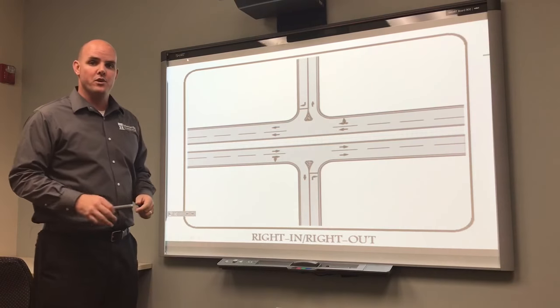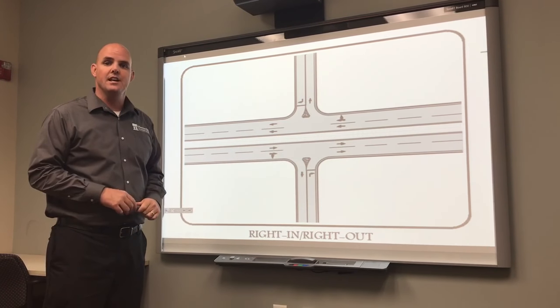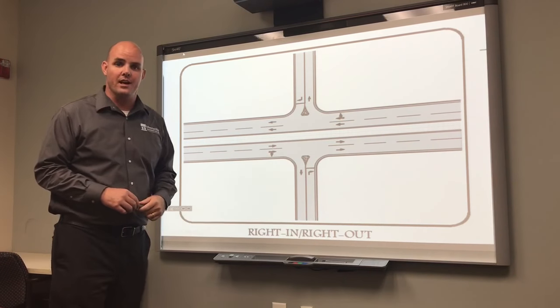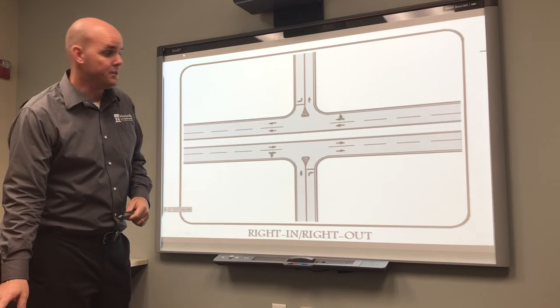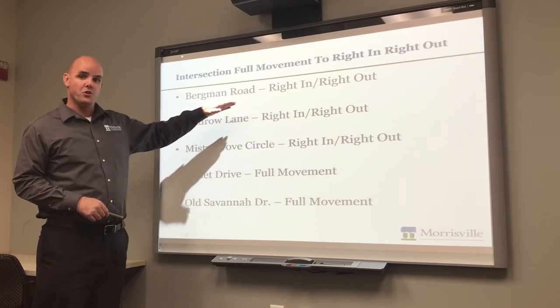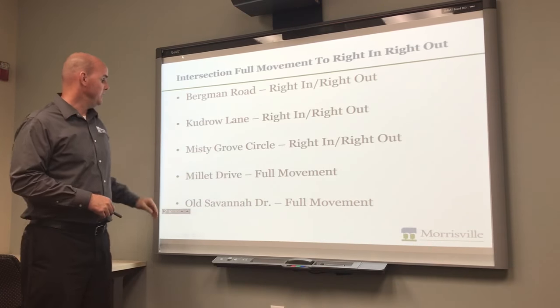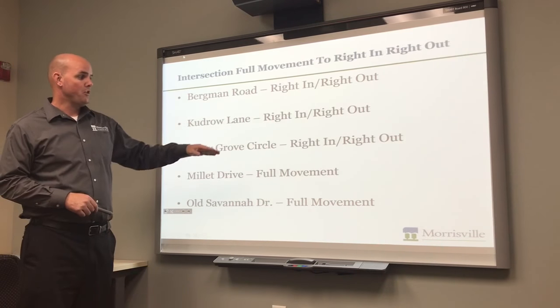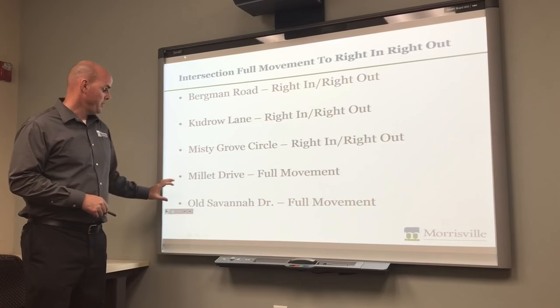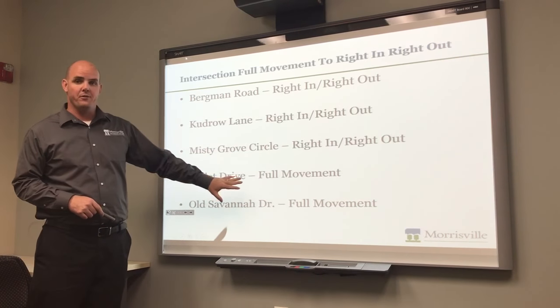And why this is important is there are a couple of intersections that currently are full movement intersections that will be changed to a right in, right out intersection. Let me show you a list of those. Bergman Road will be turned into a right in, right out. Coudreau Lane will be turned into a right in, right out. Mystic Grove Circle will turn into a right in, right out. Now I put these up here so you can see Millet Drive and Old Savannah Drive will remain full movement.